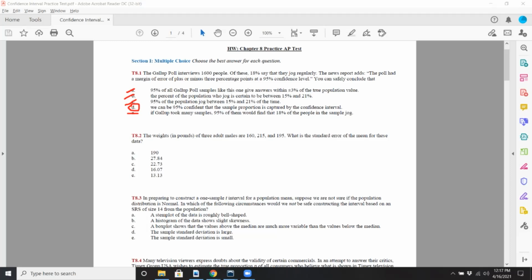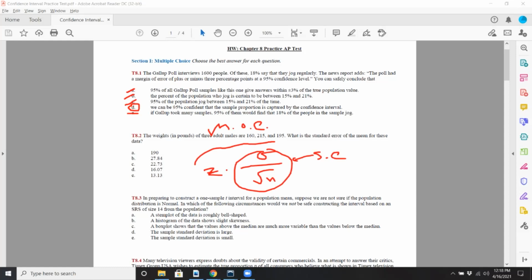The next one, definitely we can do. The weights in pounds of 3 adult males are 160, 215, and 195. What is the standard error of the mean for these data? Okay, so the standard error is going to be this part, sigma over root n. This right here, just so you know, is what we call the margin of error, MOE for short. But standard error is just this part here. So you do need to calculate what sigma is.